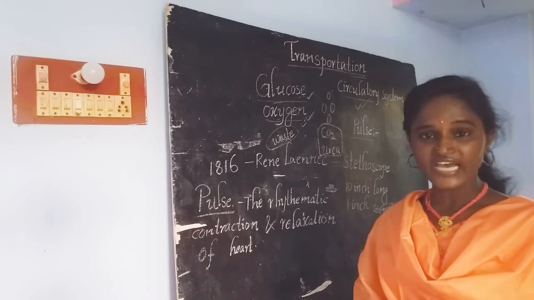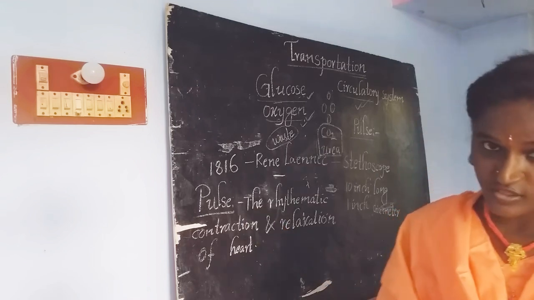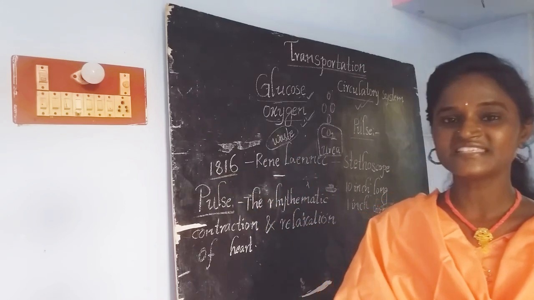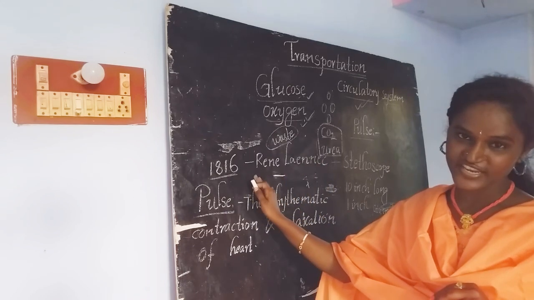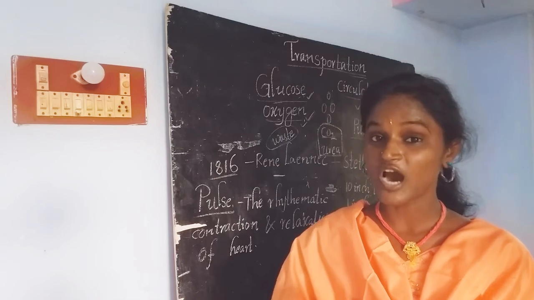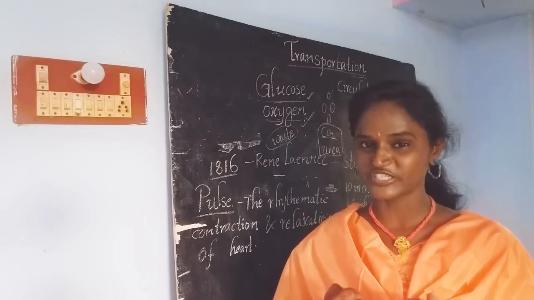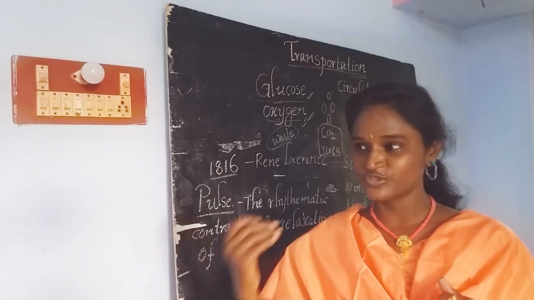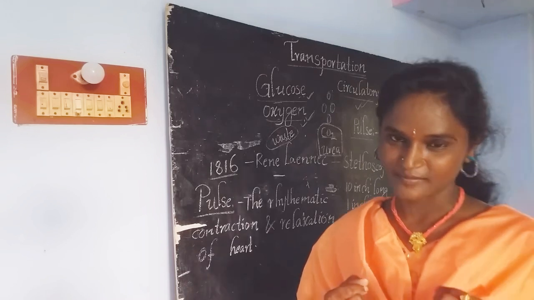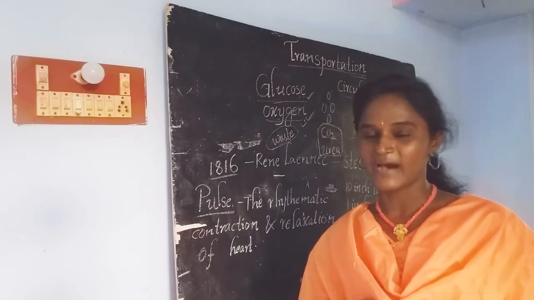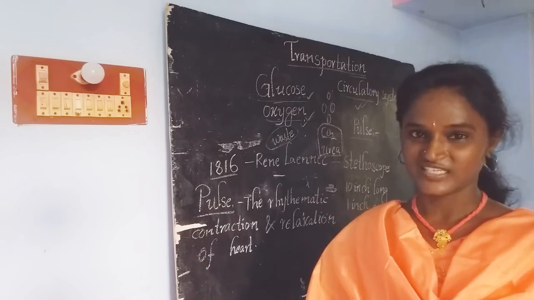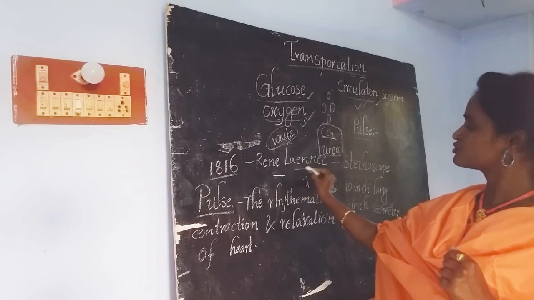Actually, in olden days we did not have any machine to check the pulse or the heartbeat. In the year 1816, a scientist named Rene Laennec, for the first time, discovered a machine to observe the heartbeat of the patient, and he named that machine the stethoscope. Whenever you observe a doctor, on his neck he is holding one machine. What is that? A medical equipment. What is that? Stethoscope. By that he is able to understand the condition of the patient. That is why the credit goes to Rene Laennec.